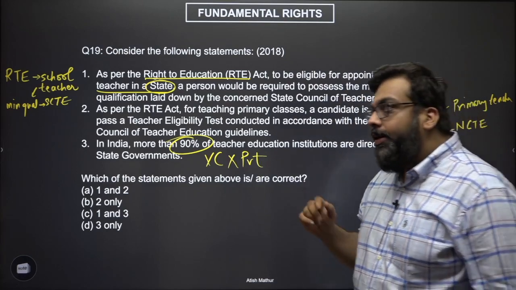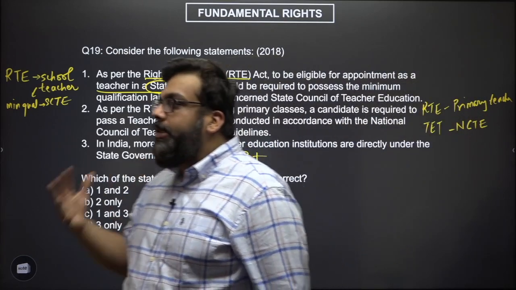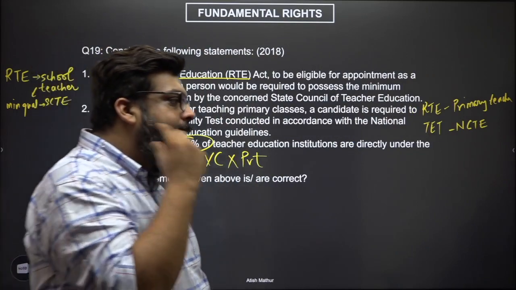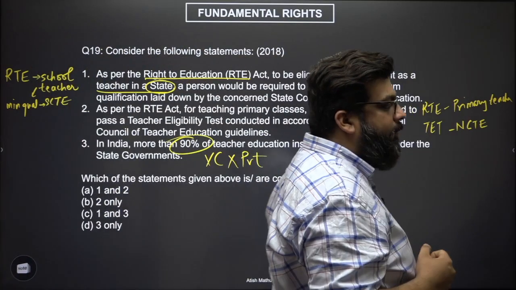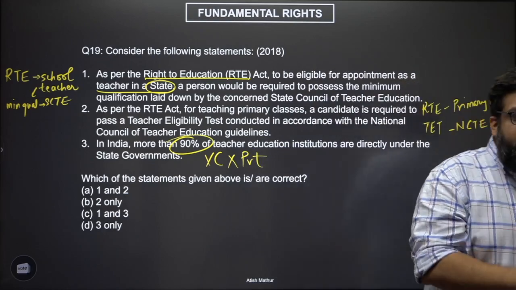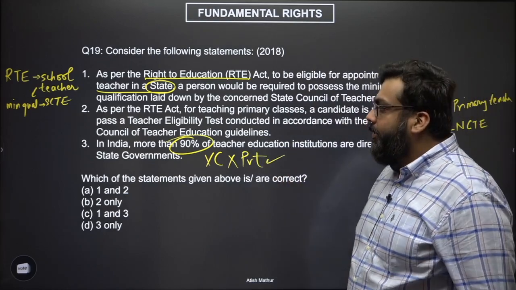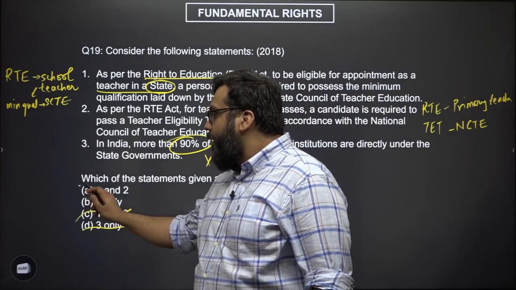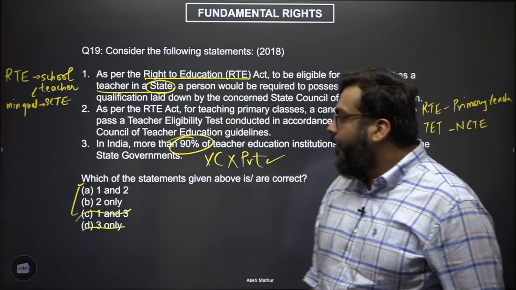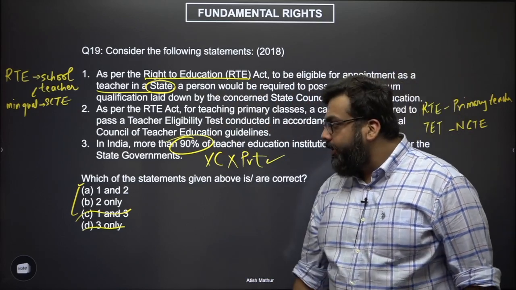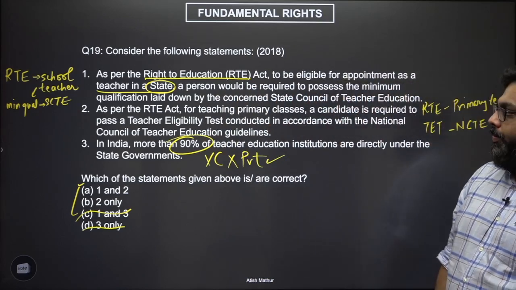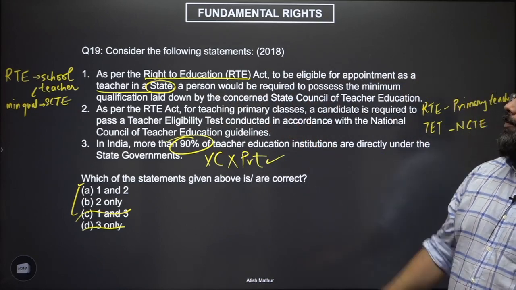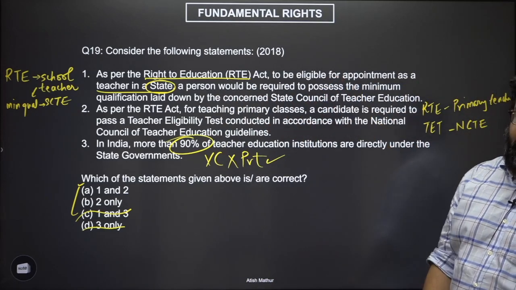And think about it. I'm sure you would know at least 5 people in your life who've done a B.Ed. And think about where they would have done their B.Ed from? It would most likely be from a private college, which means option number 3 is definitely wrong. Now you're left with either 1 and 2 or 2, right? Either 1 and 2 or 2, which also means 2 is definitely correct. We've got to figure out whether 1 is correct or not.